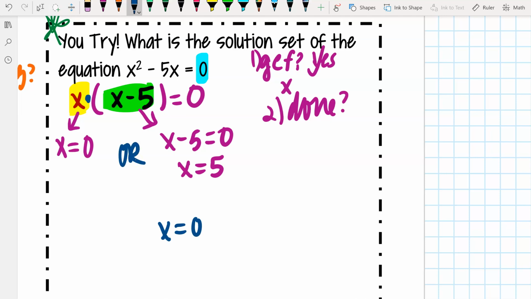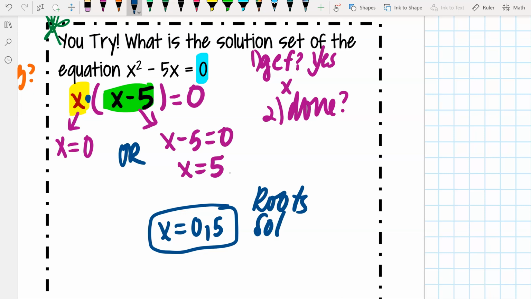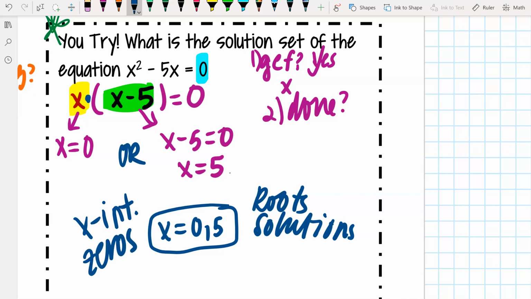So then we take the binomial, x minus 5, and we solve for that to figure out what x has to equal so that the binomial here equals 0, and that would be a positive 5. So for this, we can say that our roots, solutions, x-intercepts, and zeros, because they're all the same thing, are 0 and 5.